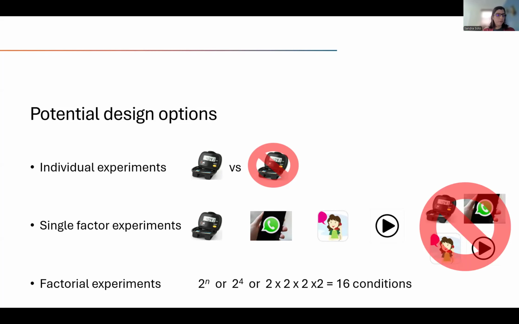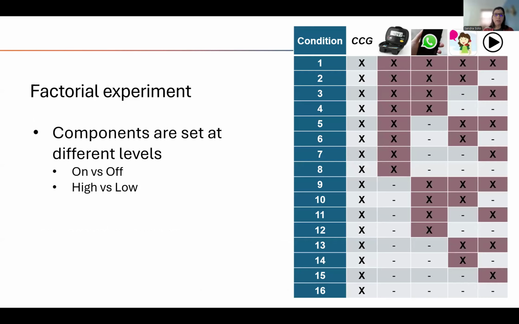Another idea would be the factorial experiment. So in factorial experiments, you have 2 to the n conditions. And in this setting, the factor is the component. So we would have 2 to the 4 because we have 4 components, which would equal 16 conditions. And I want to show you what that would look like.